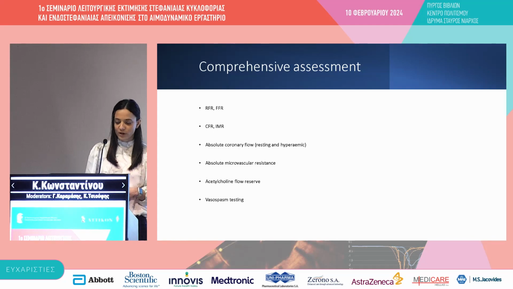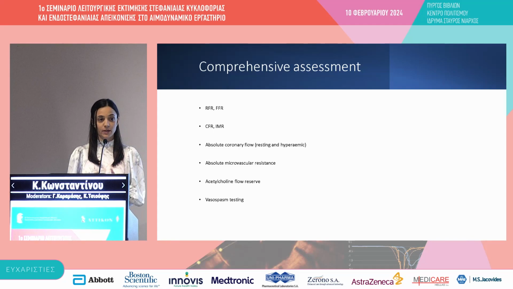So what our microvascular function assessment includes is initially an RFR to make sure there is no epicardial flow limitation. Then we do the bolus thermodilution, as explained earlier, and obtain CFR and IMR. We measure absolute coronary flow at rest and hyperemia, as shown by Daniel earlier, as well as absolute microvascular resistance. And then we go on to perform endothelial assessment testing by administering acetylcholine, either as an infusion or as a bolus, or both. And I'm just going to speak to you a bit more about that.